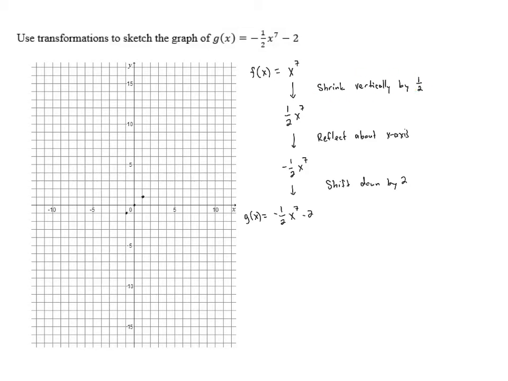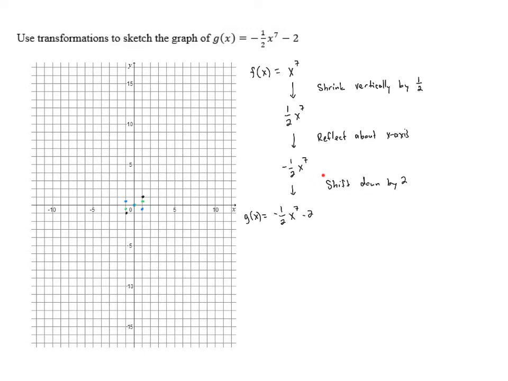First, we need to shrink this vertically by a factor of 1/2. So when we do that, these points end up being only half as far away from the x-axis as they started. Then we need to reflect about the x-axis. So any point that is above the x-axis ends up being sent below it, and any point that's below the x-axis gets sent above it. And then any point on the x-axis stays there.